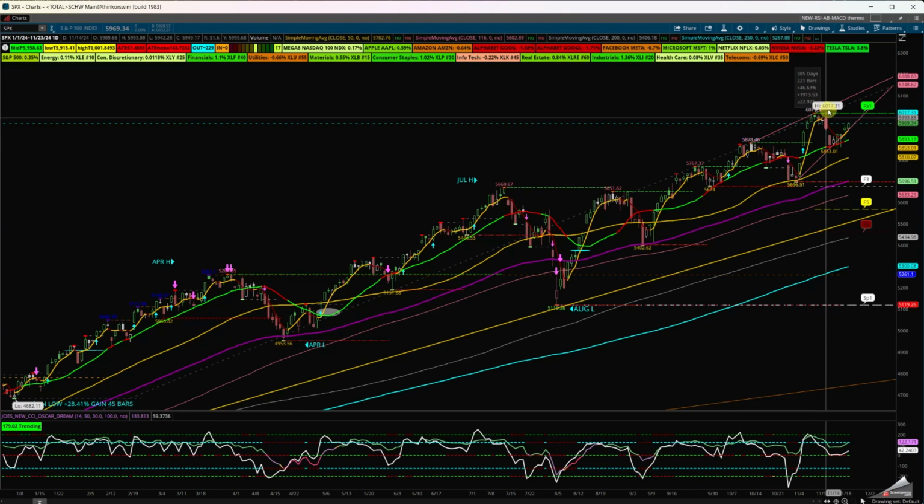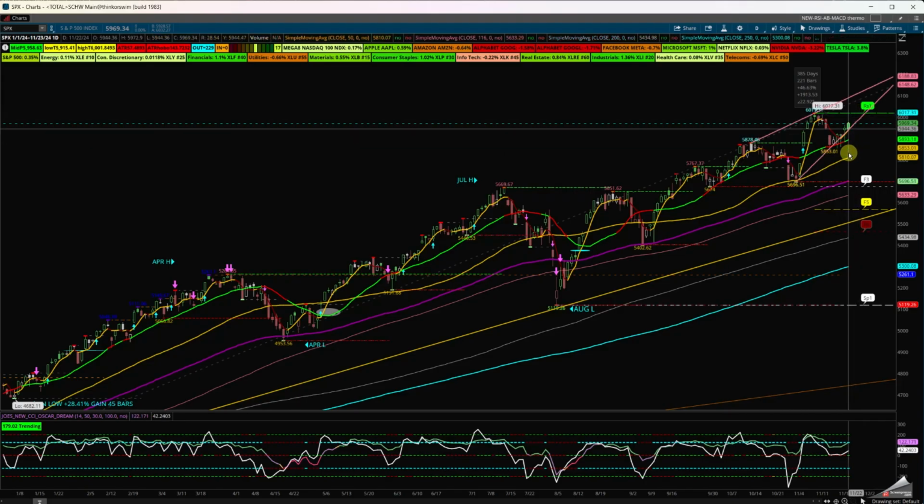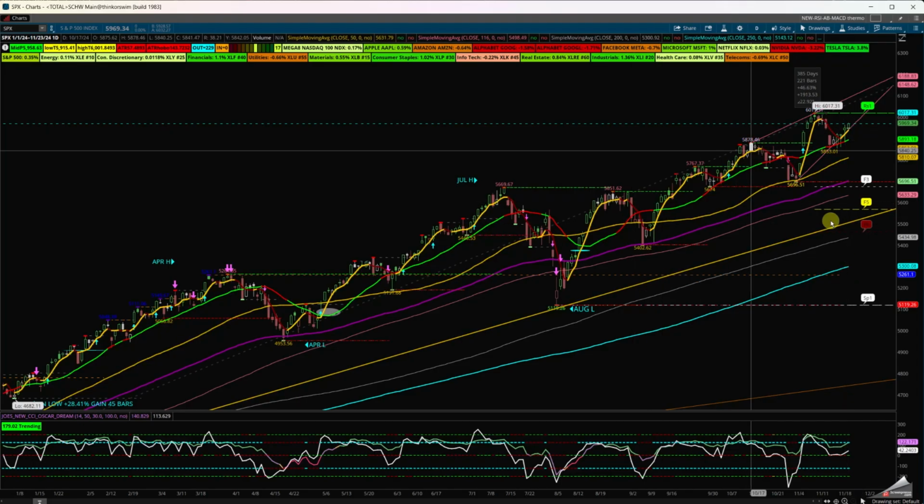that we had, the 6,017.31, which is the SPX. You can use the E-mini, you can use the SPY. We are above the 50 simple moving average, the 89, 116, 200 SMA, and the 250 simple moving average. We are in an uptrend on the S&P 500.